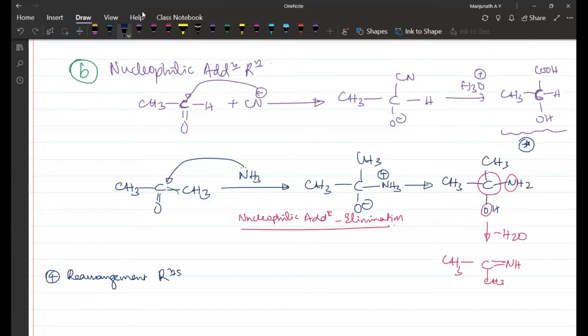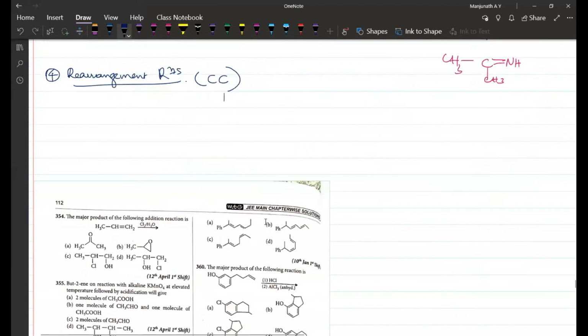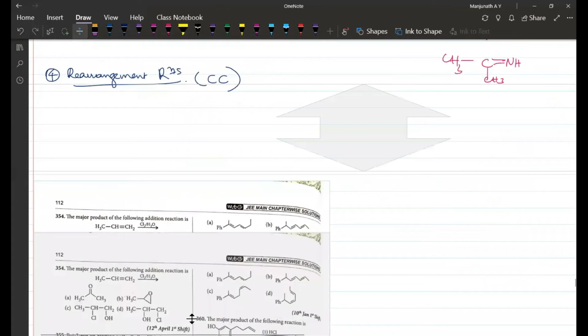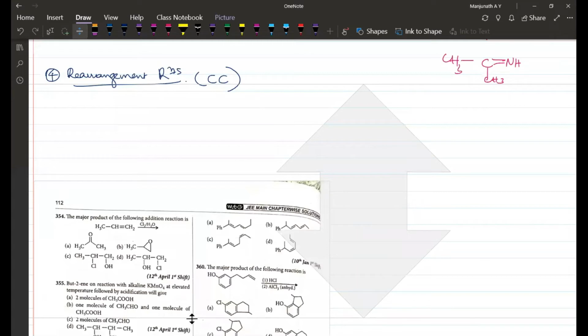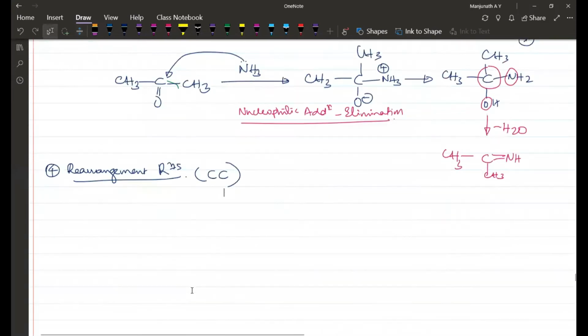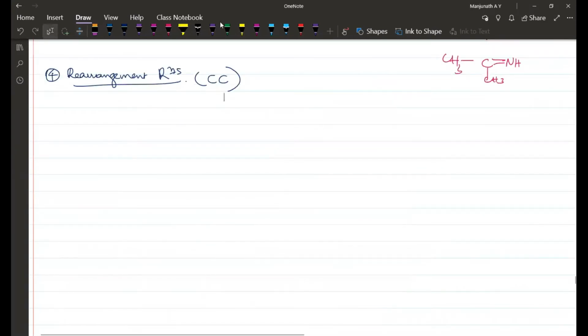Rearrangement reactions. Rearrangement reactions are generally for carbocations, because whichever reaction has a formation of carbocation, they generally tend to rearrange. We will be extensively using this type of reaction in alcohols, phenols, and ethers, especially alcohol chemistry, because all alcohols, in general, undergo nucleophilic substitution or elimination via carbocation. Unless they are primary, they generally form carbocations. So in such cases, we need this rearrangement reaction.